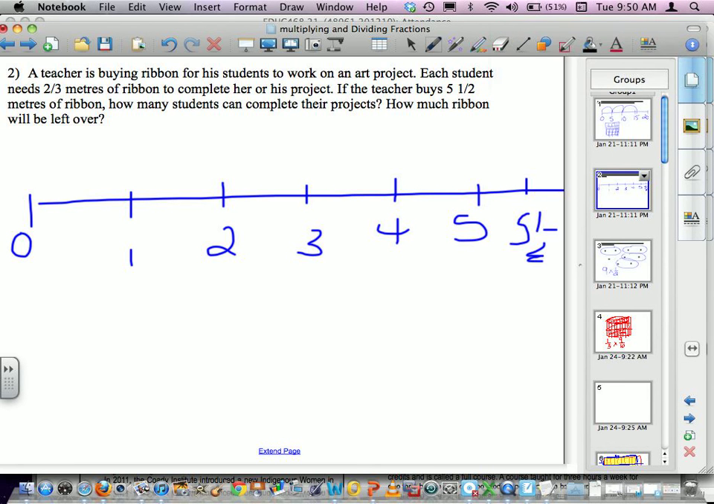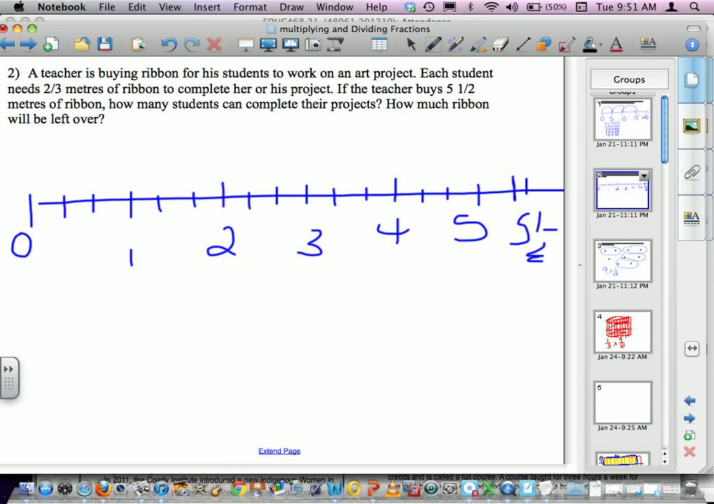How long do my little pieces need to be? 2/3 of a meter. So wouldn't it be nice if I broke this into thirds? It sounds like it might be a way to approach it. Okay, uh-oh. I only have half. Where does the third go on here? It actually goes about 2/3 of the way, doesn't it? So it's more like about here. That little piece is going to be really important to me in a minute. It's probably about a 1/6. In fact, it's probably exactly a 1/6.